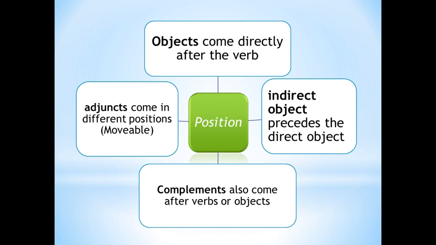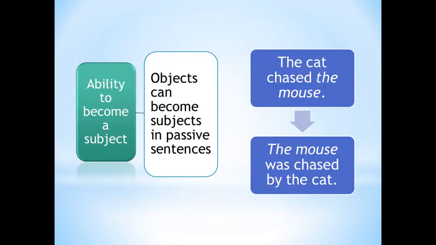Adjunct come in different positions atau movable. Sedangkan adjunct datang di beberapa tempat yang berbeda, atau dalam istilahnya bisa berpindah-pindah. So, ability to become a subject. Objects can become subject in passive sentence. Jadi, objek, baik itu direct or indirect object, bisa menjadi subjek dalam kalimat pasif.